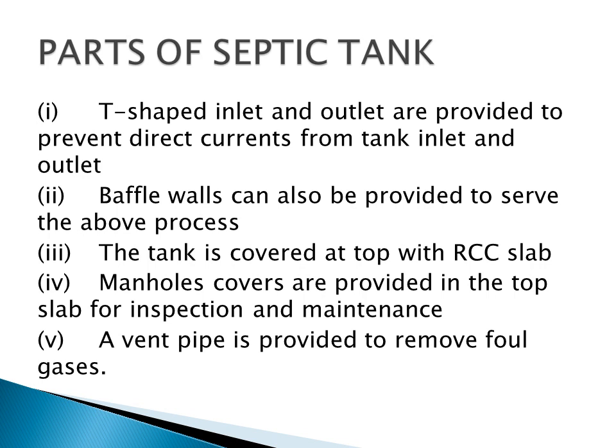Second one, it is the baffle walls that are normally provided inside the septic tank, to prevent the disturbance of scum as well as the sludge that is settling at the bottom of the tank. Third one, it is a top cover we are providing, that is made up of RCC slab. Then fourth essential part, it is the manhole that is mainly provided on the top, for inspection and maintenance. Then fifth one is the vent pipe, that is to remove the foul gases. So these are the 5 essential parts of septic tank.